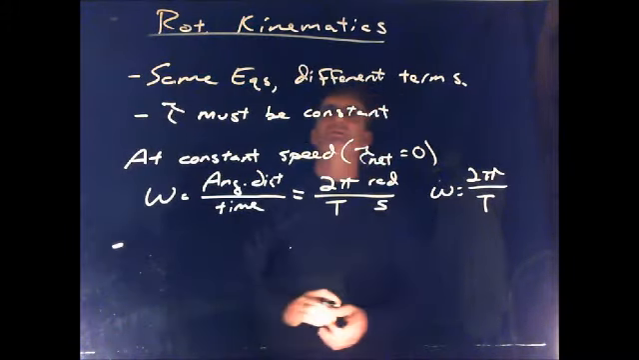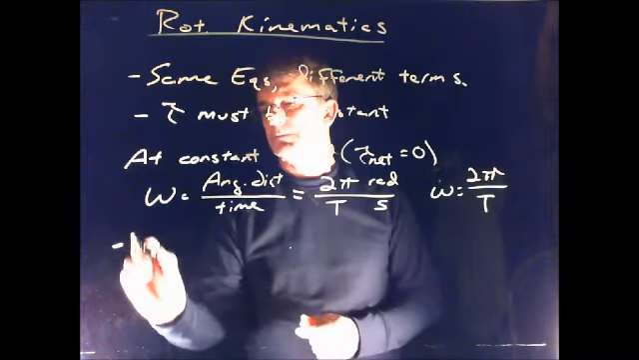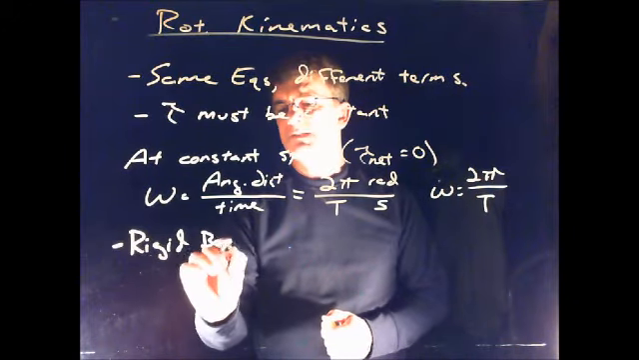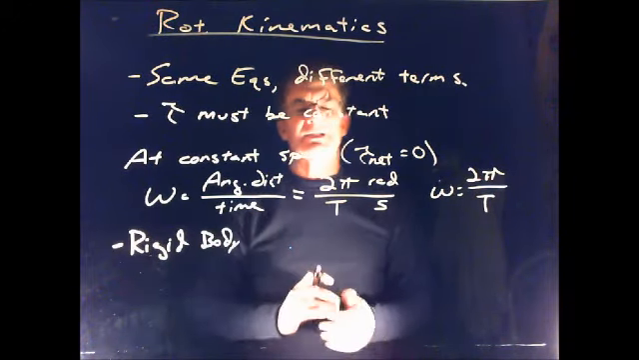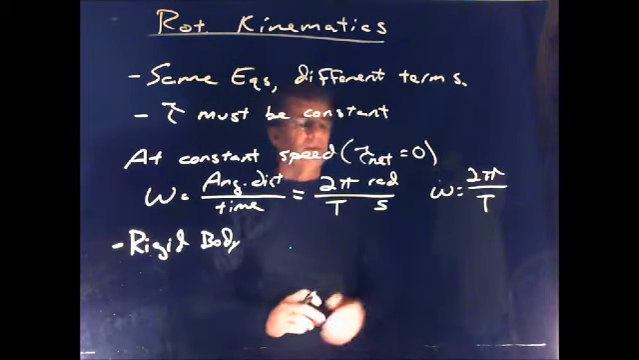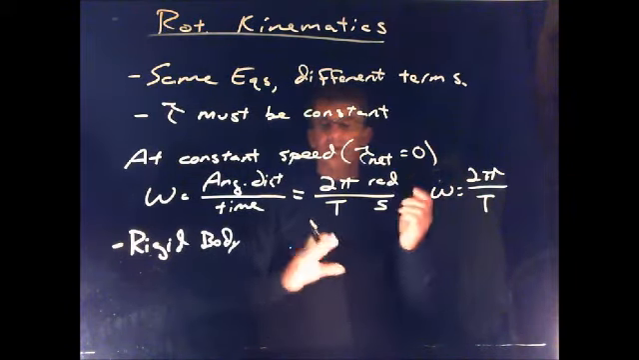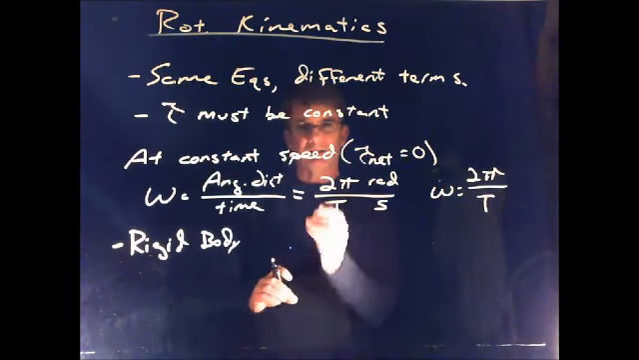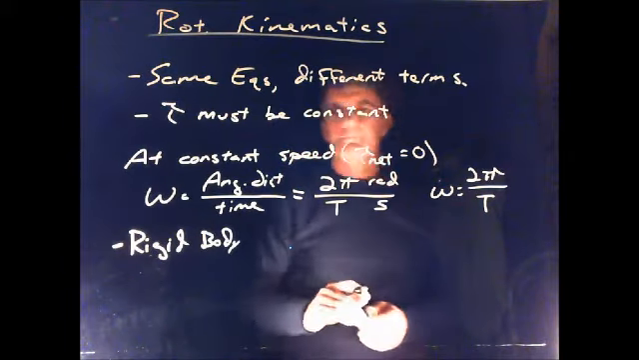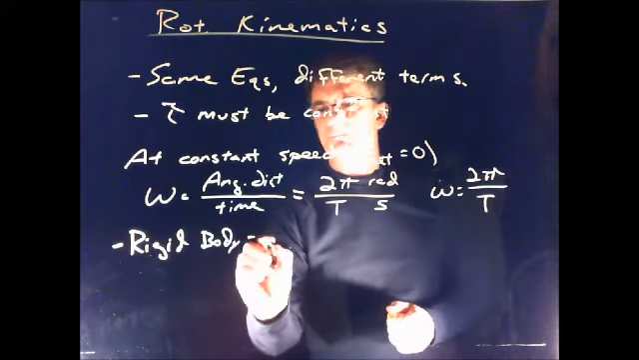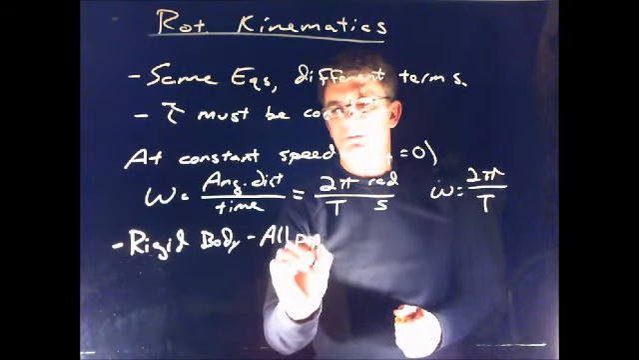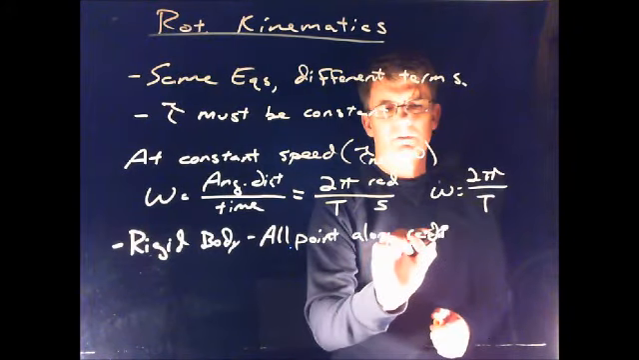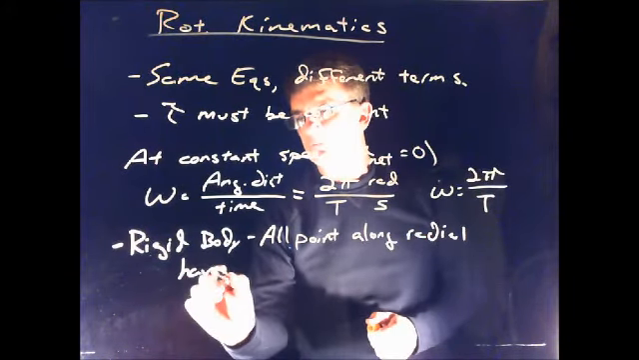We also talk about this thing, and it's called a rigid body. And basically, a rigid body is an object that's solid, that all the points spin together. The Earth is a rigid body. An egg would not be a rigid body. The yolk is liquidy. And so with a rigid body, all points along the radial have the same angular velocity.